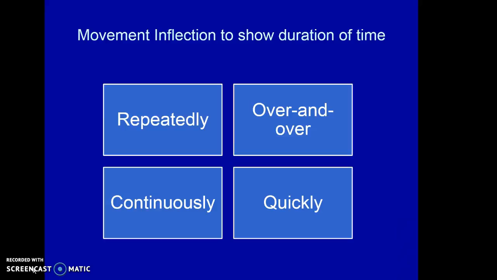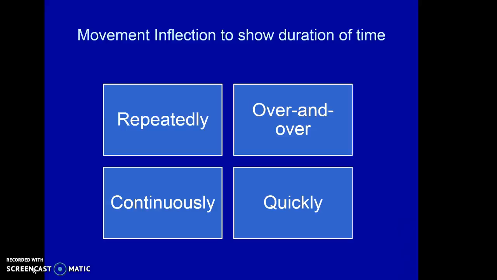Another type of movement inflection is the movement inflection to show the duration of time over which something happens. There are several of these. Four of them we'll talk about right now. The first inflection is the repeatedly inflection. And this inflection involves a sort of zigzag motion in the verb. To study again and again. To look at again and again.